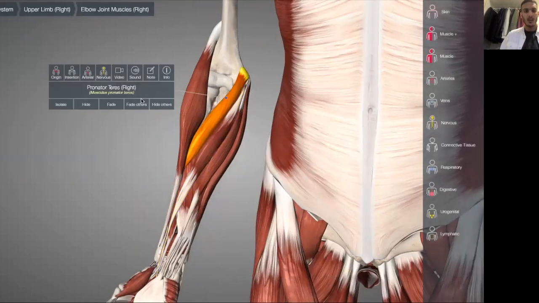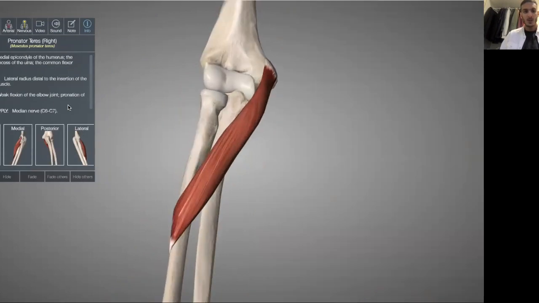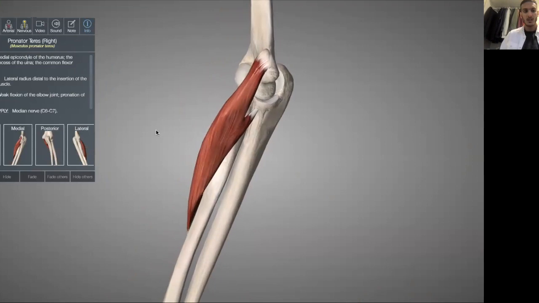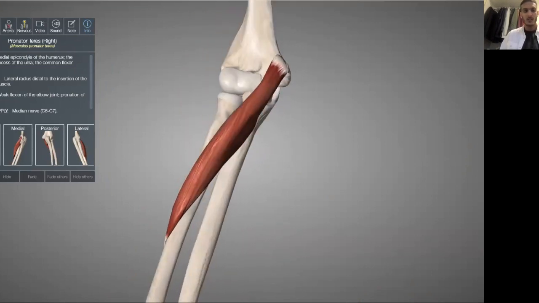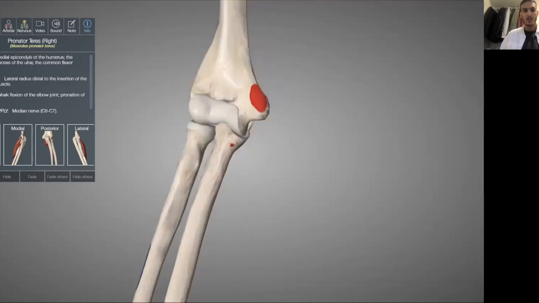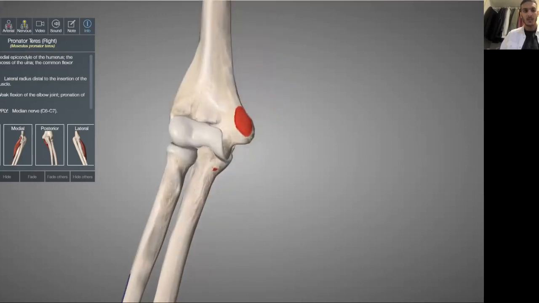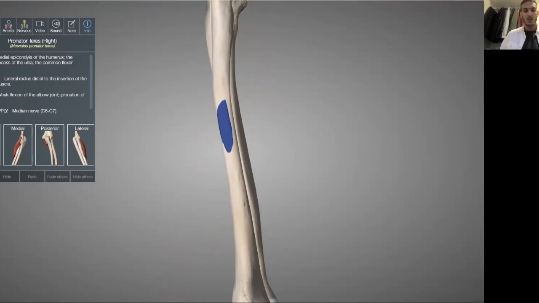Finally, we have the pronator teres. If you isolate that and look at it, it originates from the medial epicondyle of the humerus and inserts into the lateral radius, distal to the insertion of the supinator muscle. There's a muscle called the supinator that you're going to see in a bit. It inserts just below that.